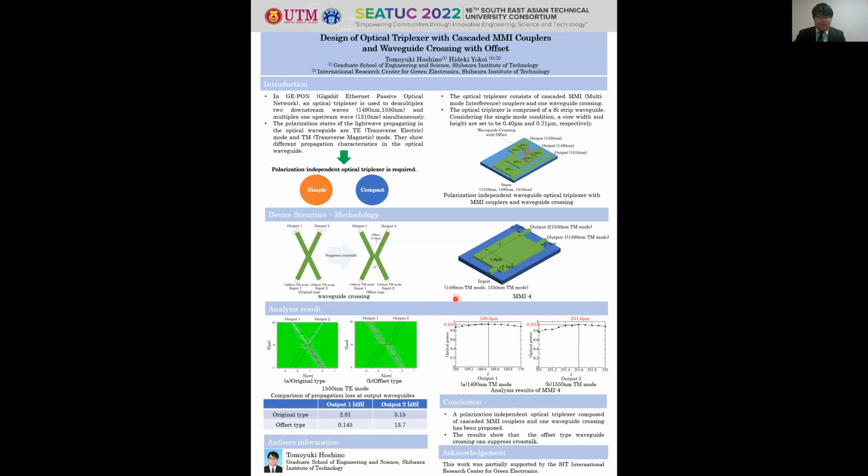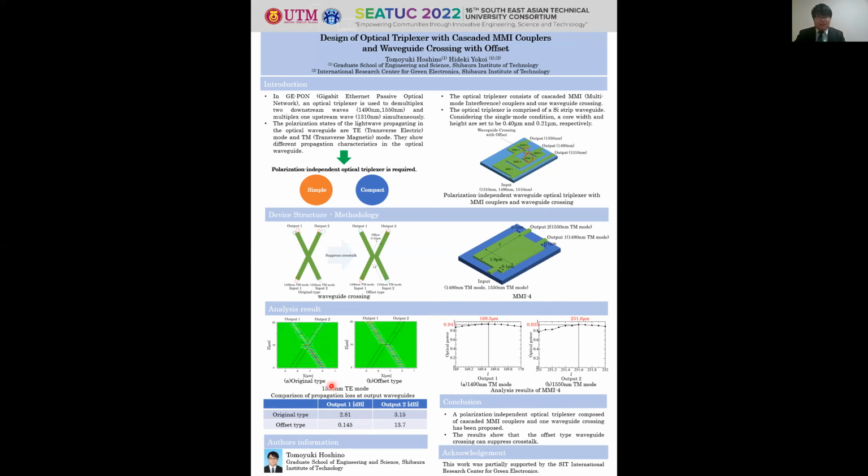Next, analysis result. First, waveguide crossing. These figures show the polarization of light wave in the waveguide crossing. This figure is the original type, and this figure is the offset type. And this table shows the comparison of polarization loss at output waves.